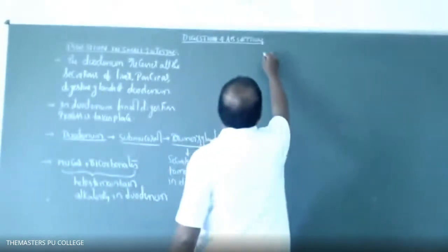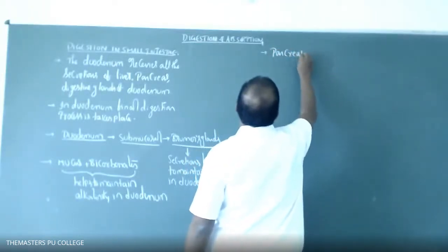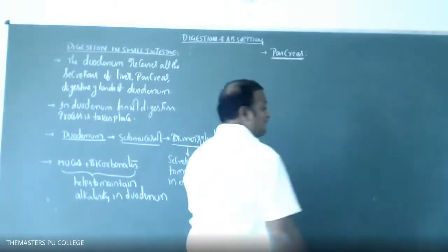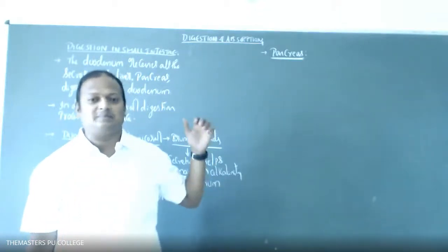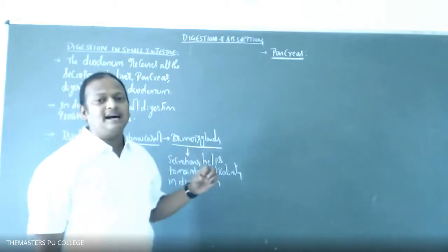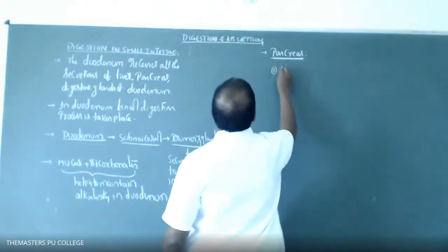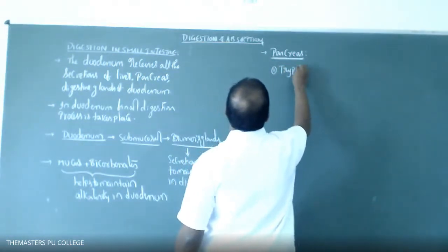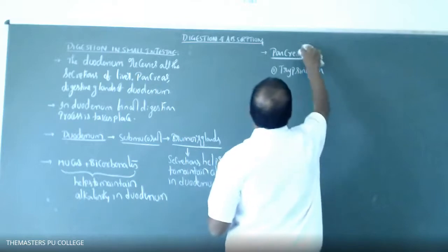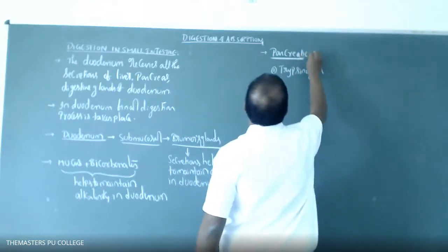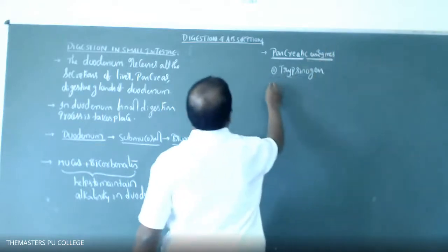So first, the enzymes secreted from the pancreas. The list of enzymes and the function of the enzymes you need to remember, very important. Clear, students? After that, we will discuss enzymatic reactions. So from the pancreas, what type of enzymes are released? The pancreatic enzymes: trypsinogen.